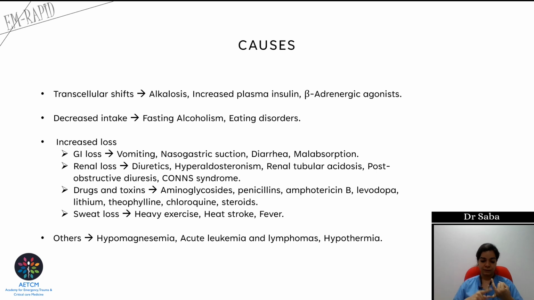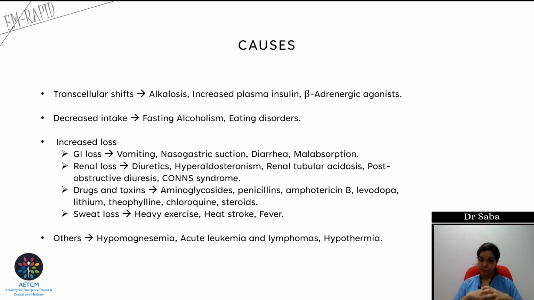It can be because of GI loss, or it can be a renal loss, or it can be due to sweat. When we talk about GI loss, this includes vomiting, diarrhea, or if it's not absorbed well, malabsorption, or when a patient is put on RT, like nasogastric tube and nasogastric suction. When you're suctioning out all the stomach contents, again, that's a GI loss.